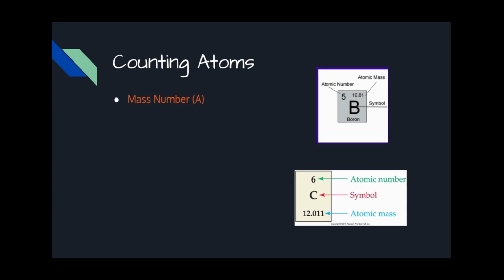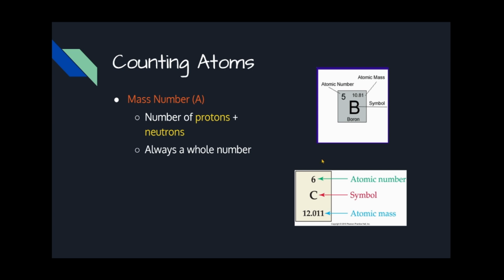The mass number, which we abbreviate with the letter A, is the number of protons and neutrons. We're going to add those two together. So it's the total number of particles in the nucleus, the protons and the neutrons. It is always a whole number because we're counting things. It's always a whole number.